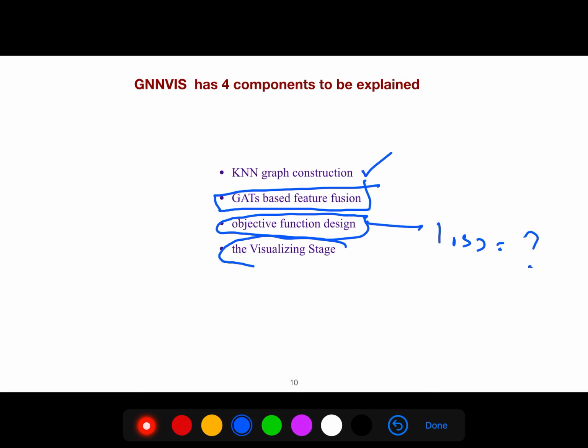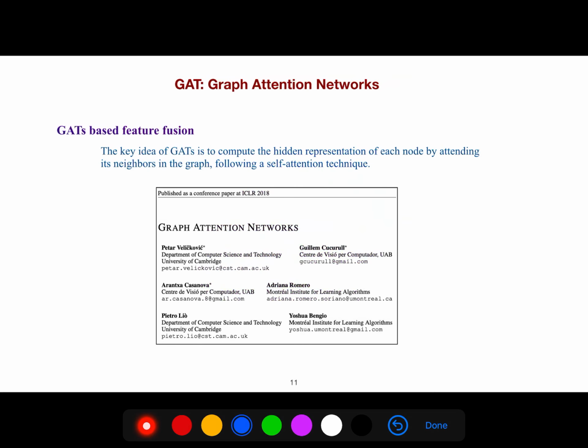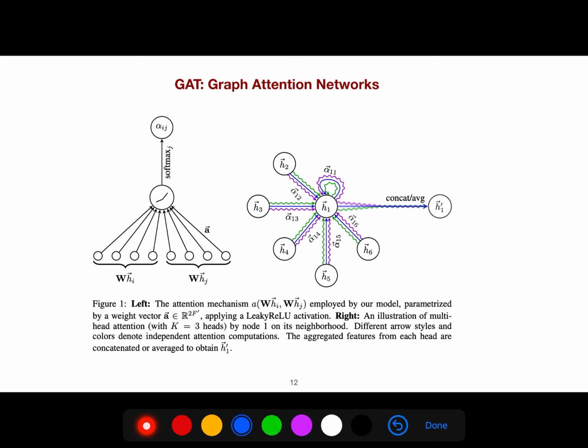And the inference stage is the visualization stage, because now we can infer, we can put an out-of-sample distribution and see what happens. And the graph attention networks, so this article is for ICLR, by great people like Yoshua Bengio. And so the key idea is to compute the hidden representation of each node by just attending to its neighbors. And this is called attention, and this is the article.